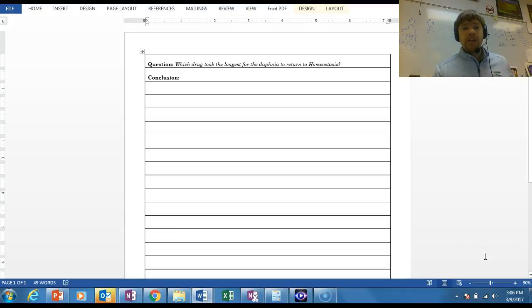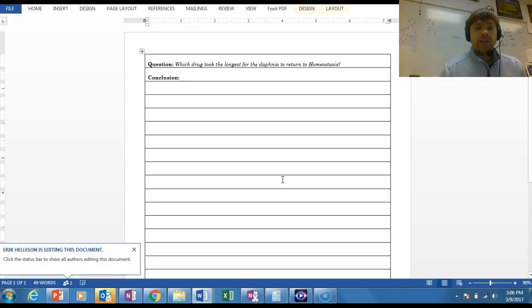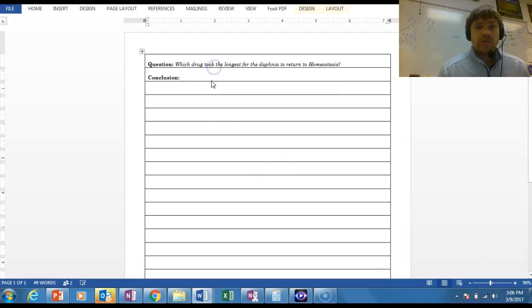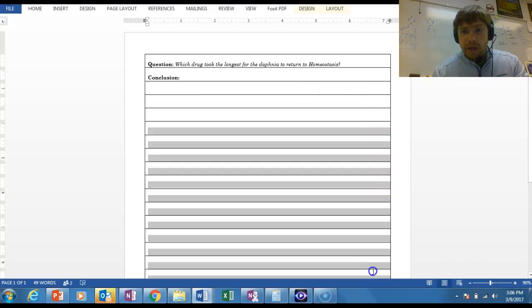Then you're going to get this passed out to you. This is to try to get it set up in the format that you're going to see on the EOC. The question that you're going to write your conclusion for is which drug took the longest for the Daphnia to return to homeostasis. You're going to look at that second graph and determine which drug took the longest time to get back to homeostasis.